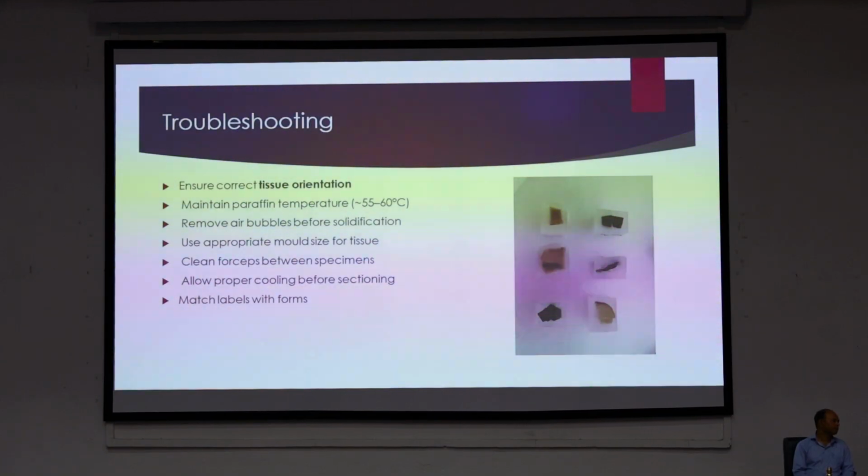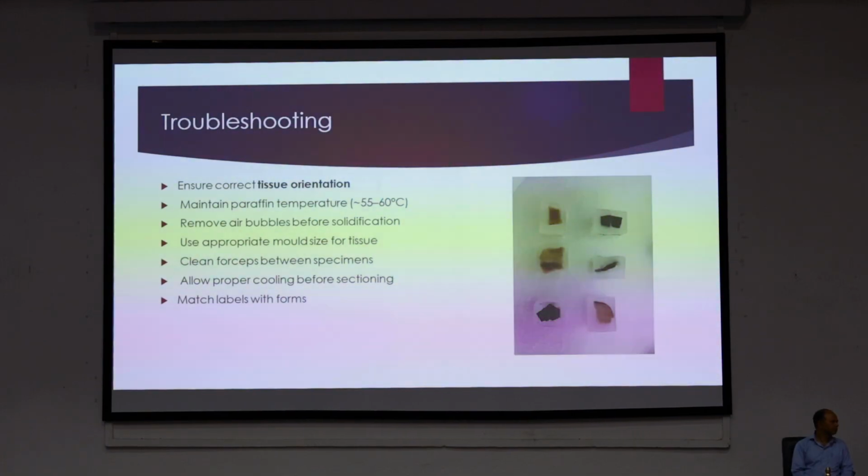When we are making blocks of tissue where the size is very small, like USG guided biopsies, trucut biopsies, or CT guided biopsies, the size of tissue is very small. Maybe a bit of tissue gets adhered at the bottom of the forceps, then there is a possibility of cross contamination. Allow proper cooling before sectioning.